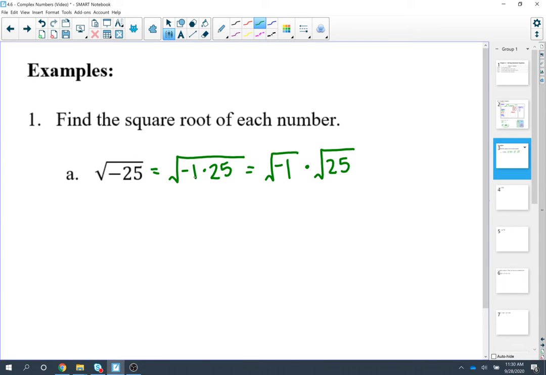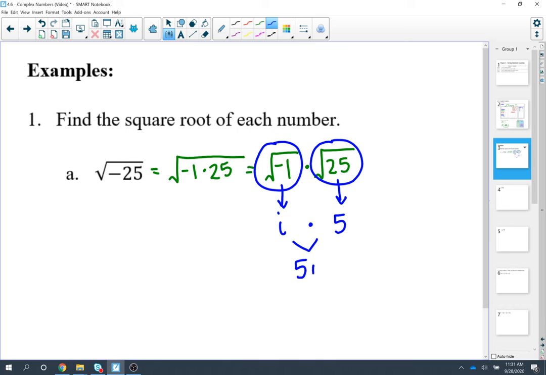If it's the square root of -1 times 25, then I can rewrite it as a square root and a square root still being multiplied. Now, here is where the problem is. This is the imaginary part. That's i. I don't know what the square root of -1 is. That's i. But the square root of 25, I know how to do that. That's 5 times 5, so that's 5, and we're still multiplying. So ultimately, the answer to this is 5i.